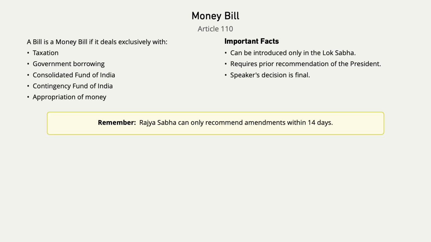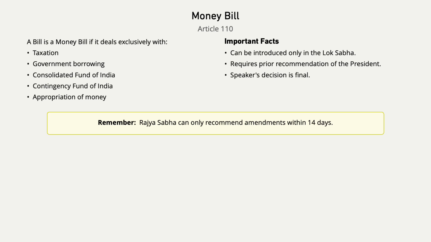And Contingency Emergency Fund. The Consolidated Fund of India, the main treasury, the main treasure box of the Union government, is known as Consolidated Fund of India. And then government borrowing, or taxation. Okay, that's considered a money bill.